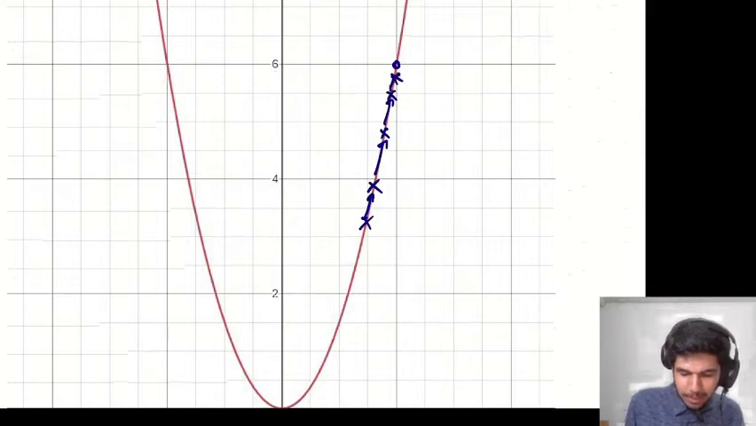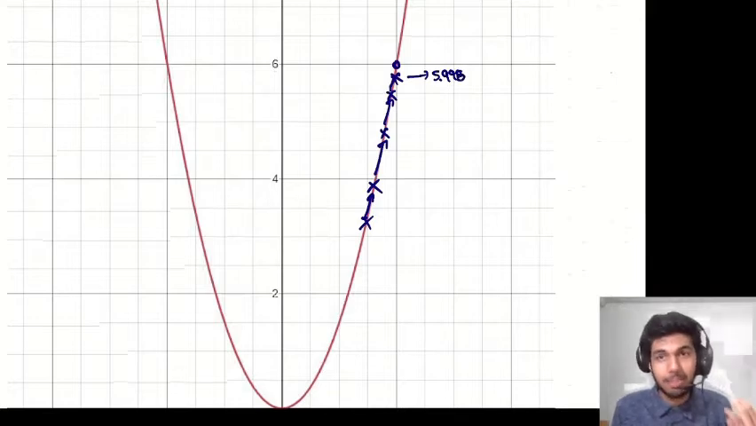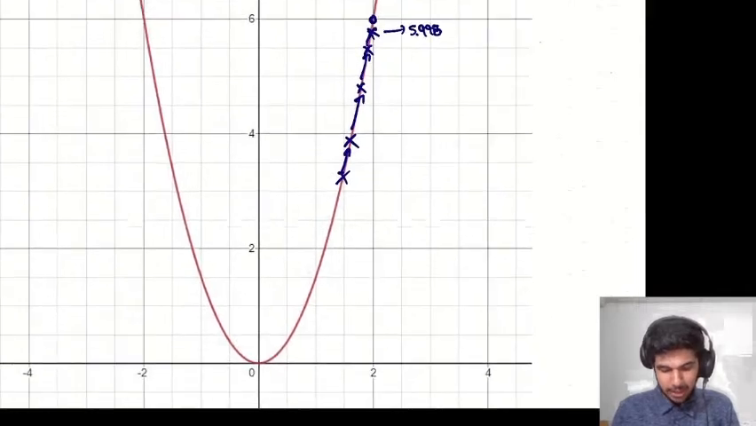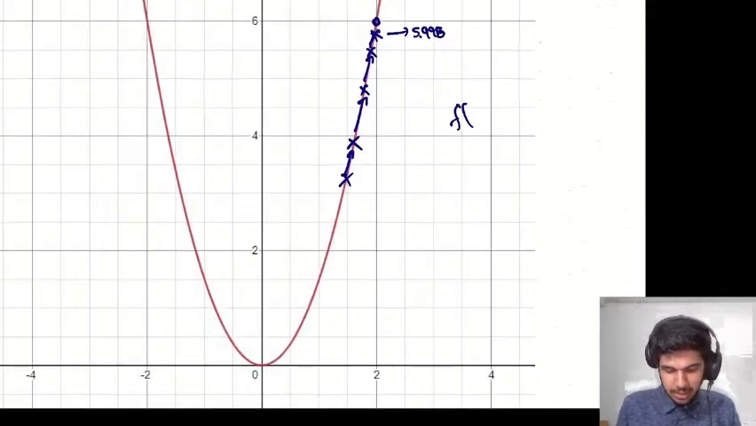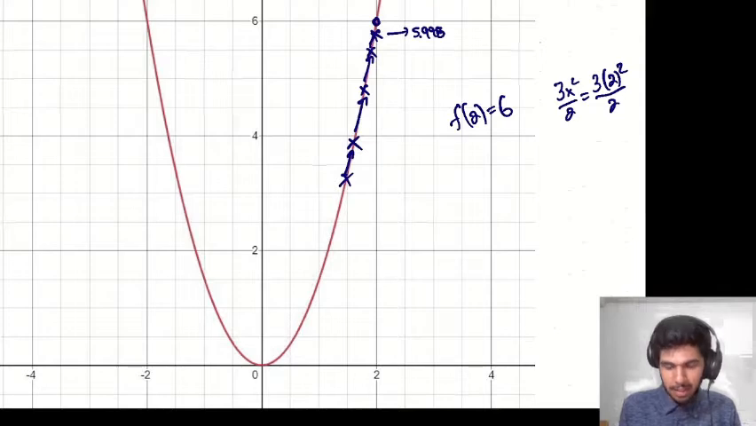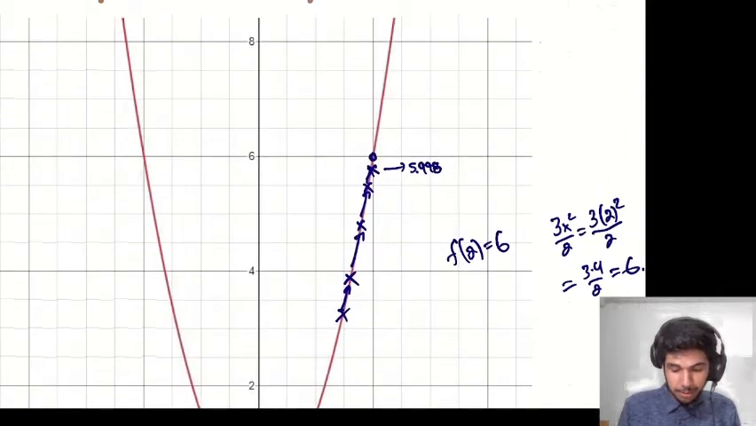And this is probably like 5.998, something like that, right? It's getting really close to 6. So it makes sense that, okay, we see here that f of 2 does indeed equal 6, because 3x squared over 2 equals 3 times 2 squared over 2, and that equals 3 times 4 over 2, and that equals 6, right?